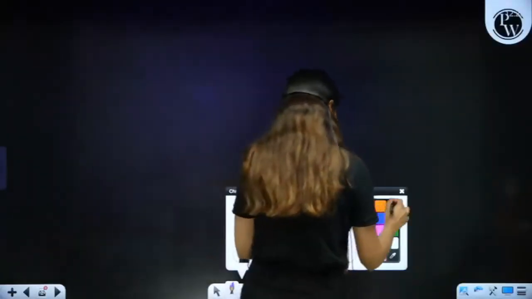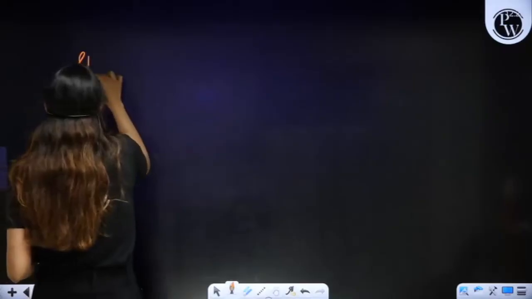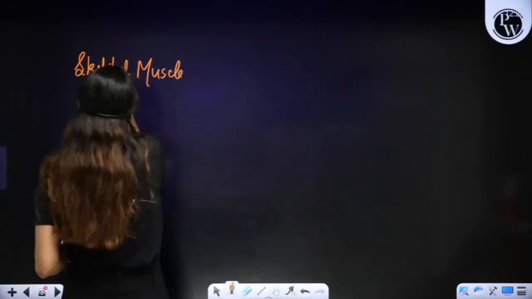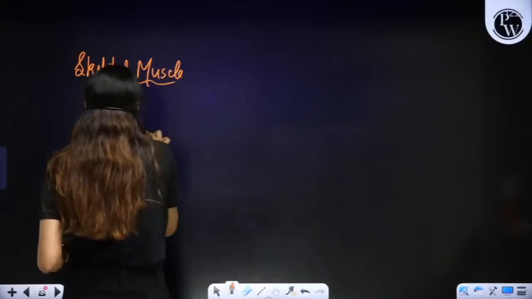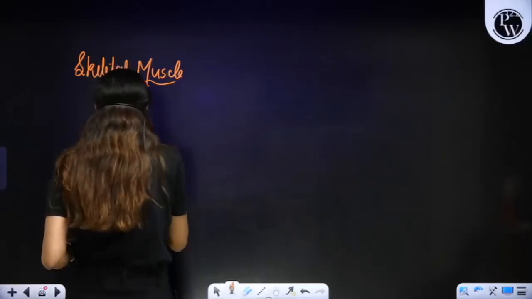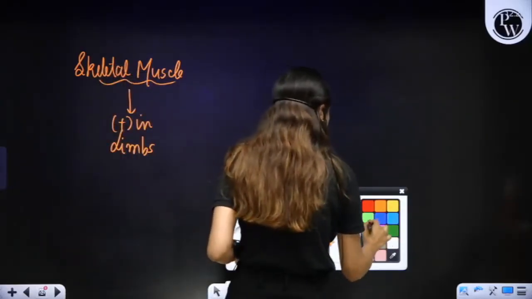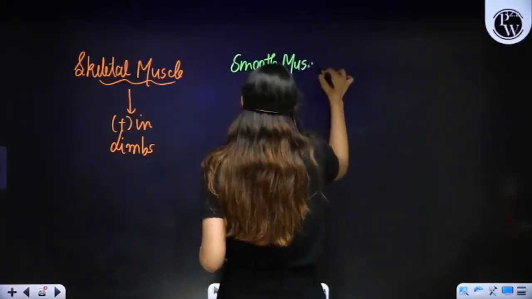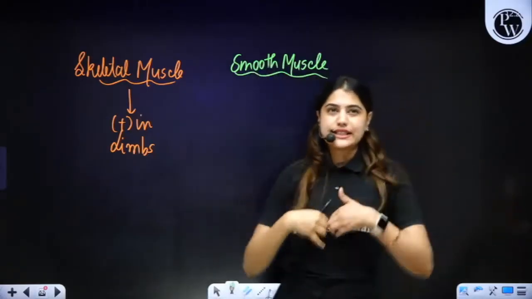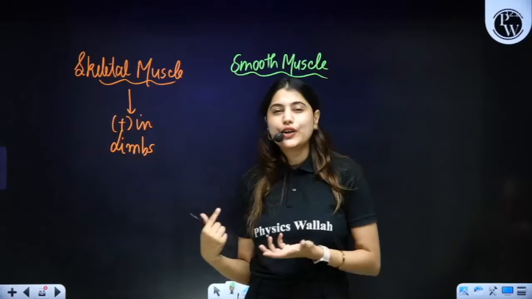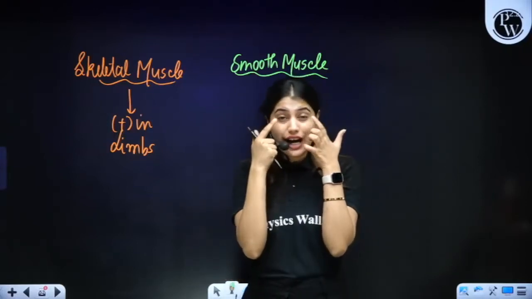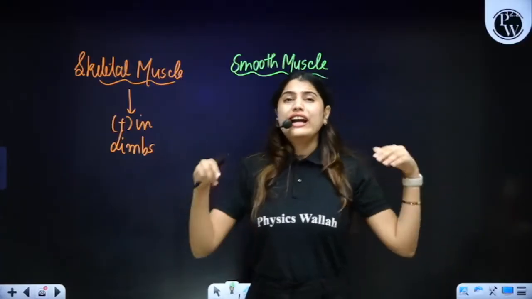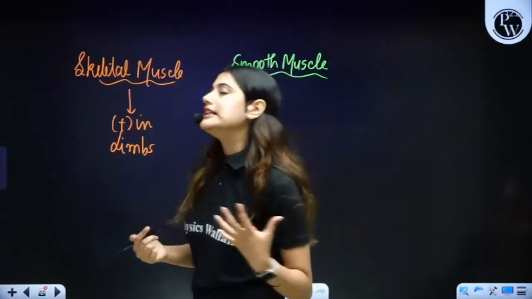About the location, we can mention the skeletal muscle is present in the limbs, in our hands, in our legs. Then our smooth muscle, it is present in the digestive tract, hence helps in the movement of it. It is also present in the iris of the eye, which controls how much light is entering. It is present in our blood vessels also. It is present in our lungs also. So it is present in different places of the body.